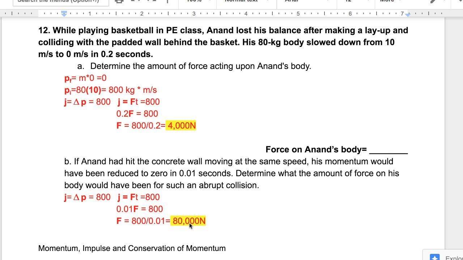Okay, go through the other problems. Remember, there's a video where I also did number 10 and number 11 for you to review. The key to remember is that impulse is a change in momentum, and that momentum, P, equals mass times velocity, and impulse, J, equals force times time.